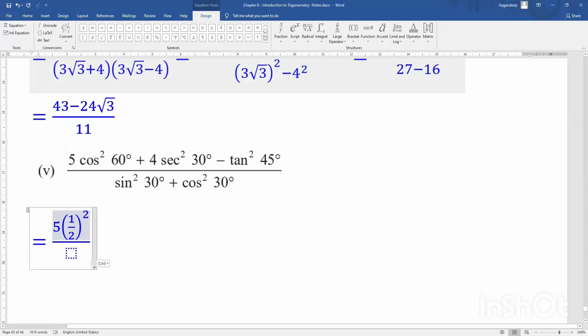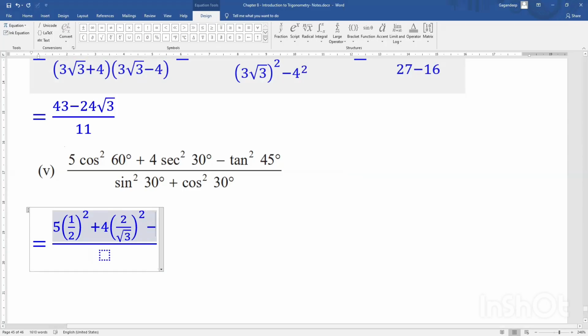And then plus 4 into secant square 30. So secant 30, for secant you go for cos reciprocal. So cos 30 is how much? Root 3 by 2. So secant will be 2 by root 3. And secant square 30 means 2 by root 3 the whole square. So I write it as 2 by root 3 the whole square minus tan square 45. Tan 45 is 1, tan square 45 is 1 only.